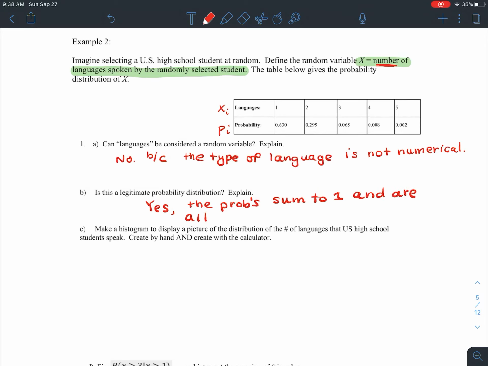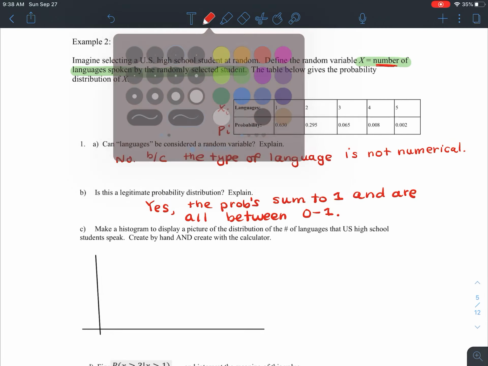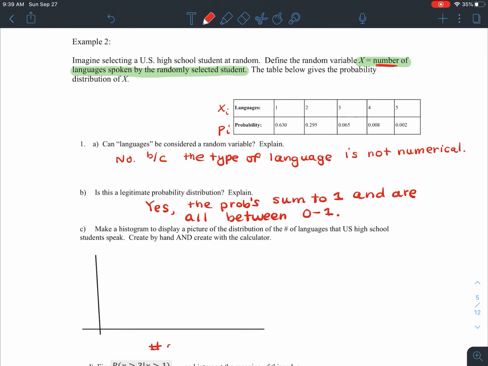Okay, if you were to go through and add up those 5 numbers, we would discover that yes, indeed, the probabilities sum to 1, and we can see that they are all between 0 and 1 as well. So that is certainly a legitimate probability distribution. Okay, part C says, make a histogram to display a picture of the distribution of the number of languages that U.S. high school students speak. Create this by hand, and then it mentions to create this on the calculator.